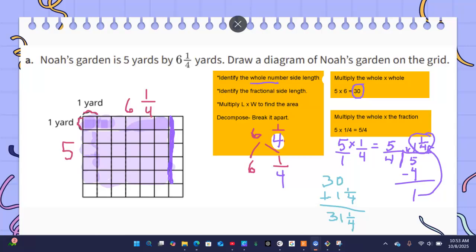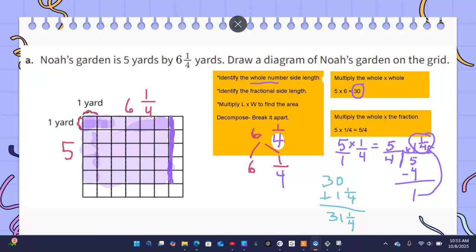Now our next step is to multiply those two whole numbers. 5 times 6, that will give us 30. Then we're going to multiply the whole number times the fraction side length. That would be a fraction portion of 6 1/4. That would be 5 times 1/4, which equals 5/4. And that will give us an answer of 1 and 1/4.